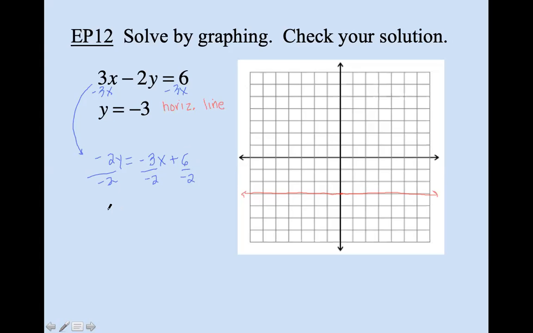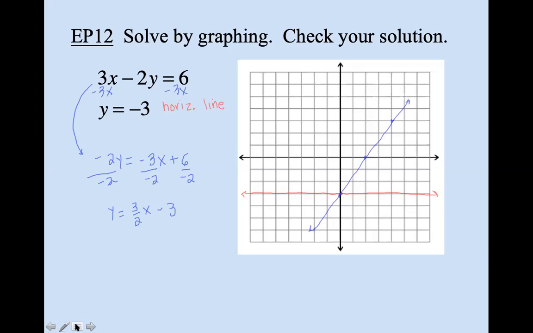So this first equation becomes y equals, a negative divided by negative is a positive, and 6 divided by negative 2 is negative 3. All right, so I'm going to graph that second line. My y-intercept is negative 3. It looks like I can find my point of intersection already. My slope is up 3 over 2. I can do a few more points on the graph just to get a nice line.